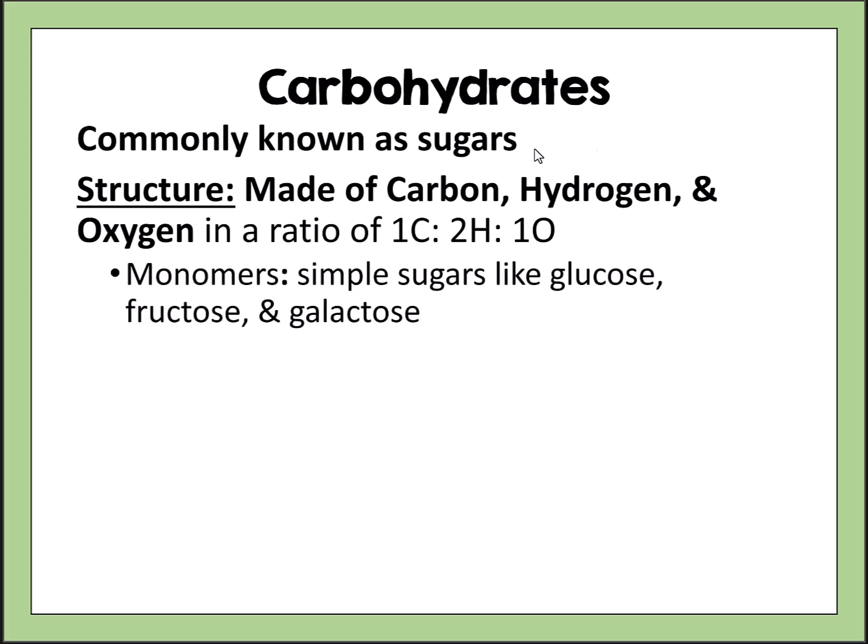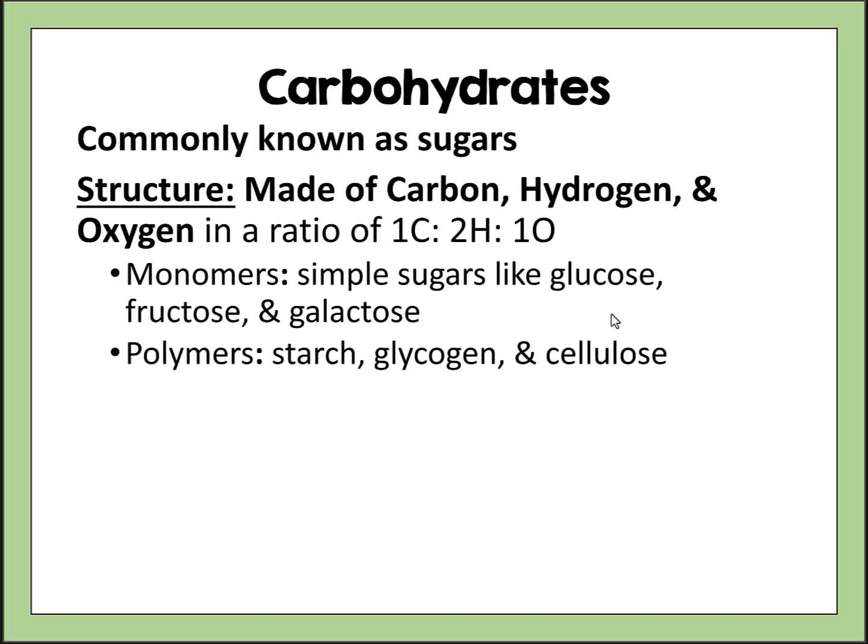The monomers of a carbohydrate are simple sugars like glucose, fructose, and galactose, and those combine into very large sugars that are known as carbohydrates then. And the polymers that those form are carbohydrates that you're probably familiar with, like starch, glycogen, and cellulose.